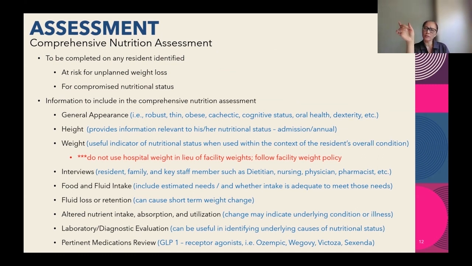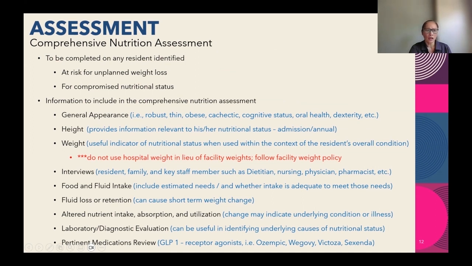And so it's really important that the CNAs, if they're the ones collecting and documenting fluid and food intake, do so accurately before entering it in PointClickCare. That's the system that you guys use. And then fluid retention can cause short-term weight change, so it could be a false weight loss. And then altered nutrient intake, absorption, and utilization. Labs is also important.